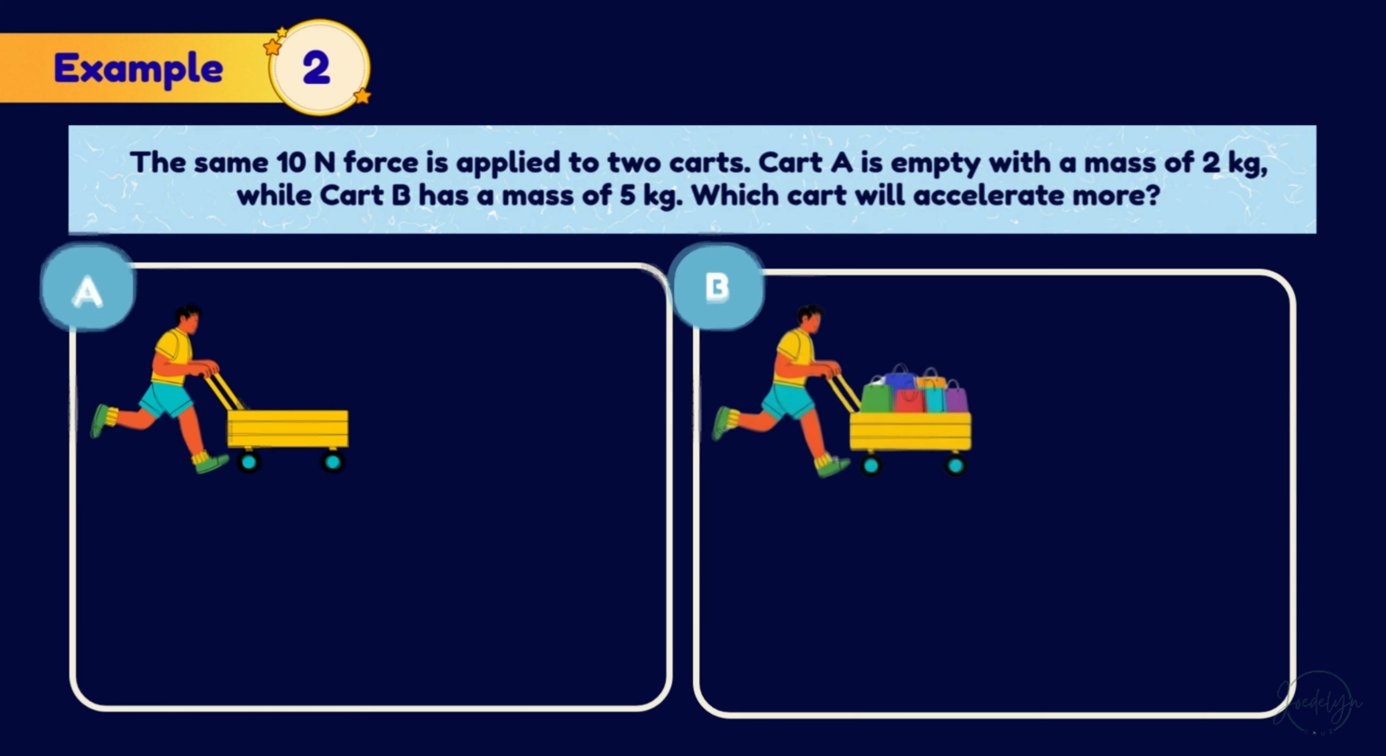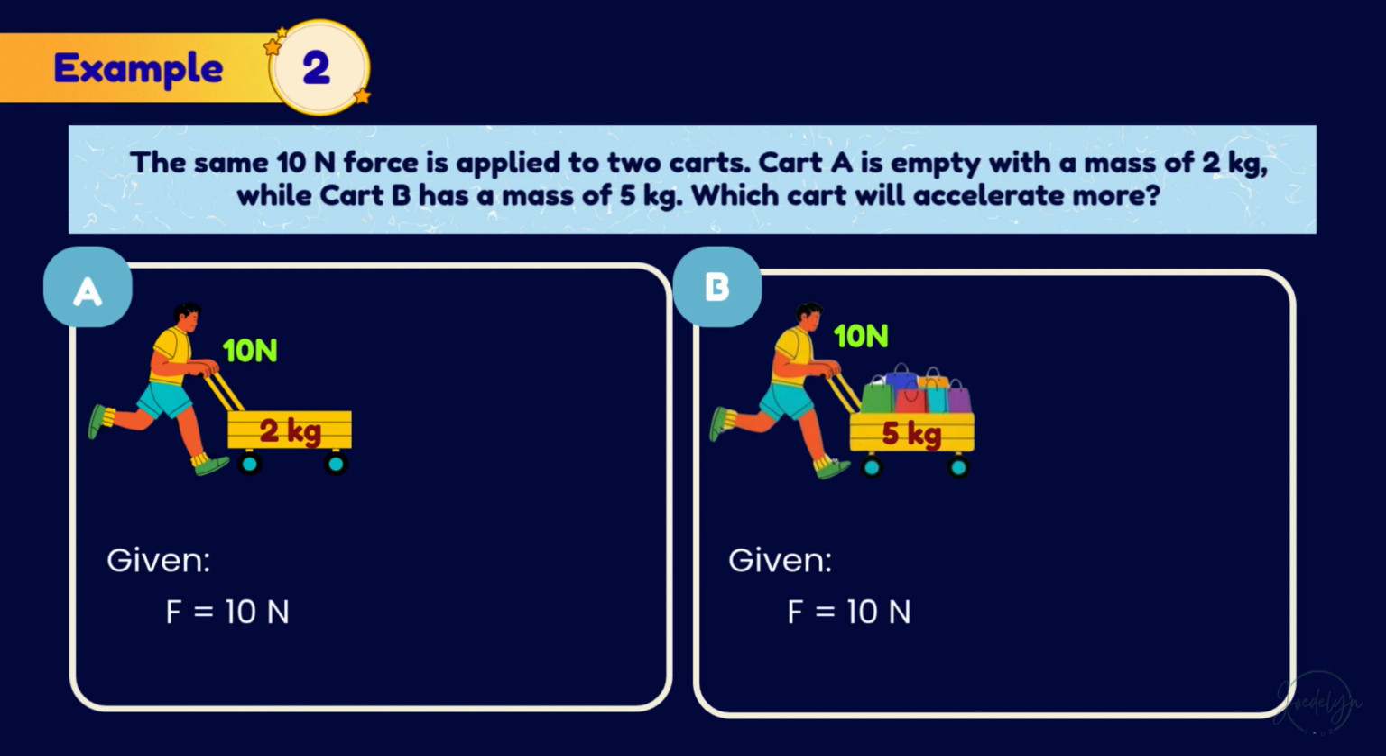For example, apply the same force of 10 newtons to 2 carts. Cart A is empty with a mass of 2 kilograms, while cart B has a mass of 5 kilograms. Which cart will accelerate more? Let's compute the acceleration of both carts. Identify the given first. The force of both carts is 10 newtons. The mass of cart A is 2 kilograms, while the mass of cart B is 5 kilograms.